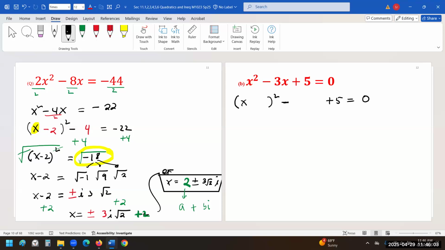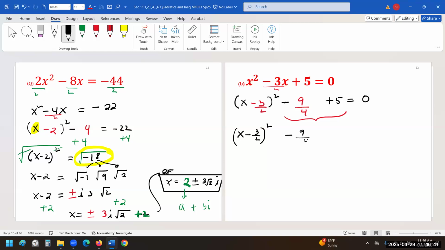So what goes inside our parentheses next to the x for the next question? Minus 3 over 2. And then you subtract how much? Good job. 9/4. We take the half of b, including its sign, and then we subtract the same thing squared. These two are combinable, so we combine them. Here we have x minus 3/2 squared.